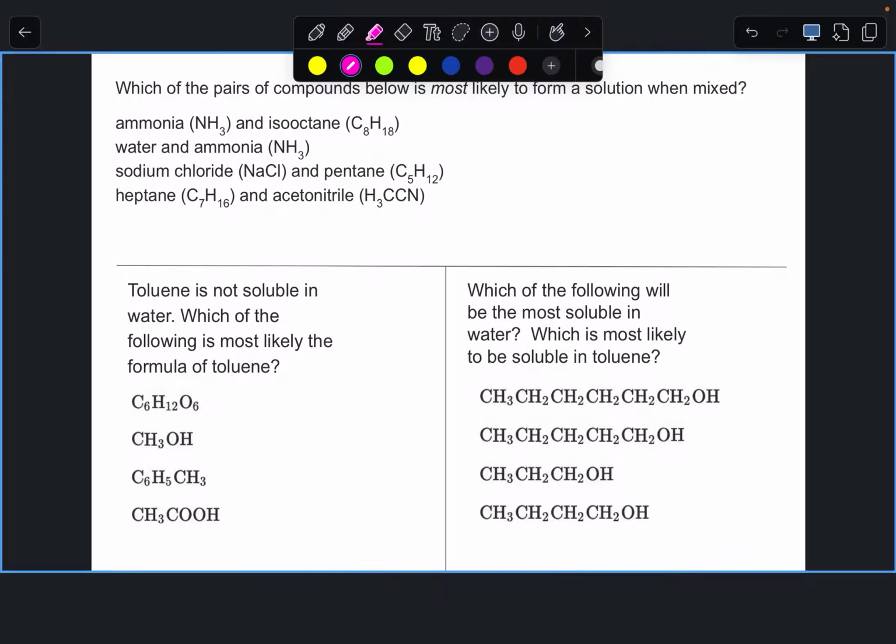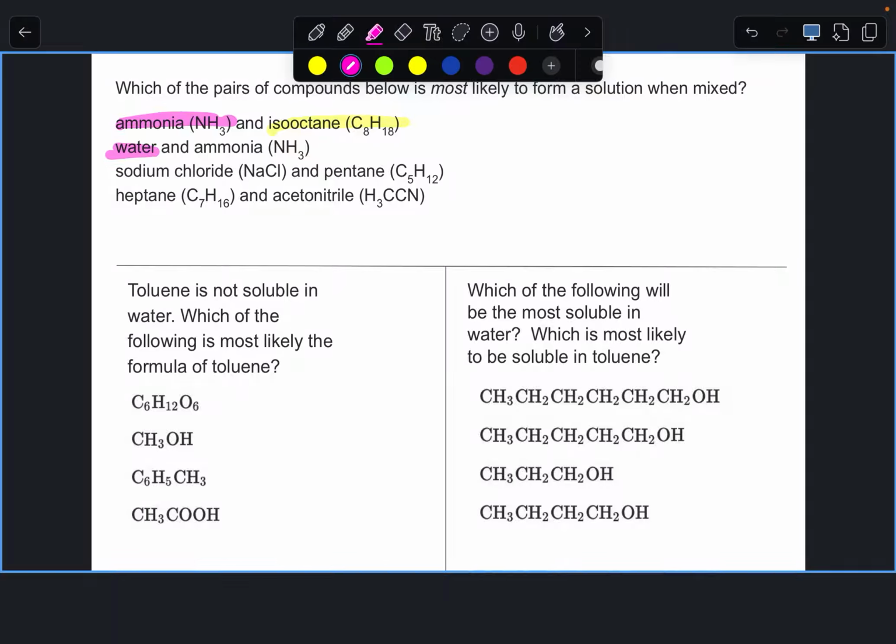So I'm going to color code these. Pink is polar. Ammonia, NH3, we've seen that a bunch of times before. The lone pair on the nitrogen is what makes it polar. It makes that trigonal pyramidal shape. So that's polar. Remember, if it's just carbon and hydrogen, it's nonpolar. Okay? Those two are not going to mix. One's polar, one's nonpolar. Nope, those aren't going to form a solution.